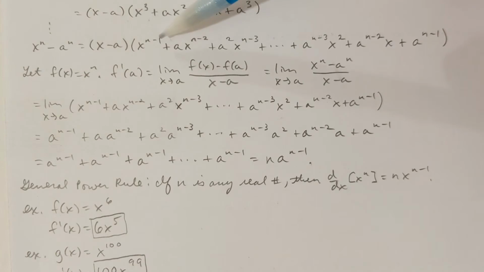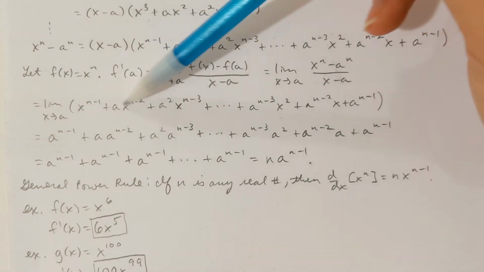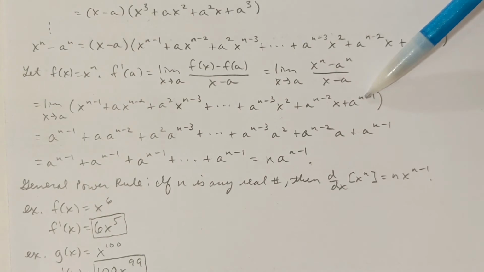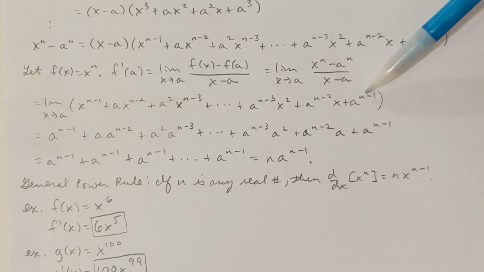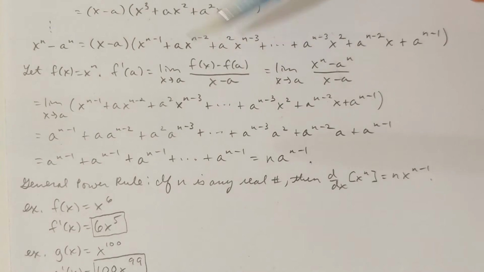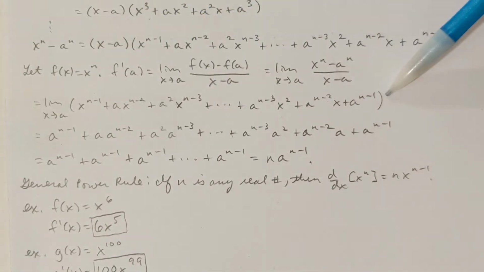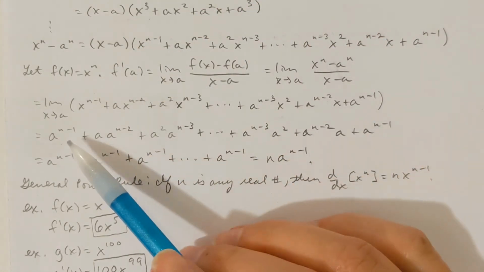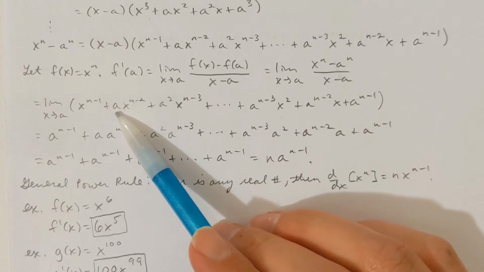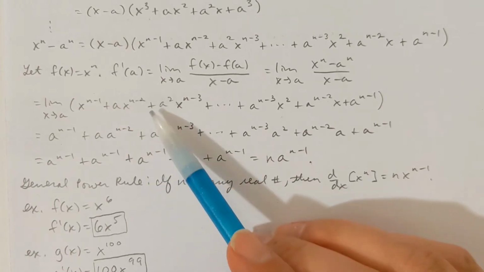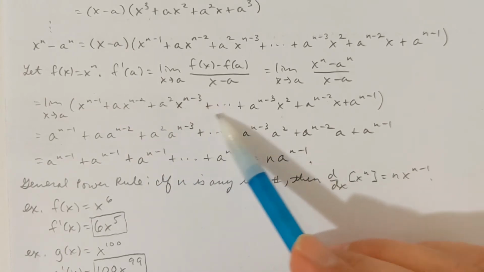And I'm going to have what you see here inside the parentheses resulting inside this limit. Now, limit of a sum is the sum of the limits. Constants can come out of limits, right? So I can distribute the limit notation into each and every one of these terms and then plug in my a value. So I'm going to have a to the n minus 1 plus a times a to the n minus 2 plus a squared times a to the n minus 3 right down the list.